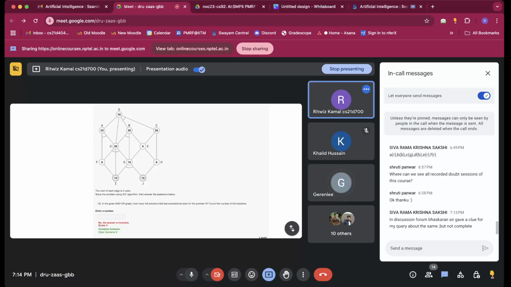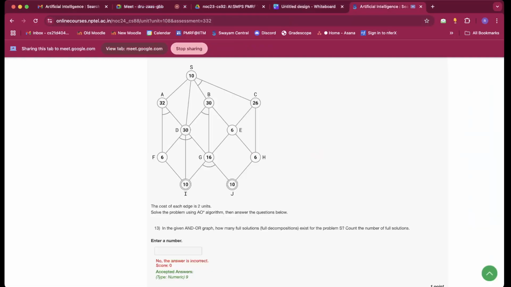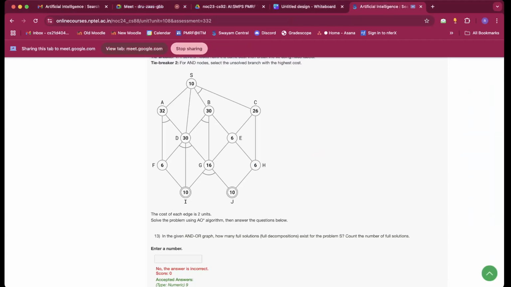And that also didn't resolve the query. Okay, we can try looking at it. So here we are starting from 10 and from S we can either go in this direction.